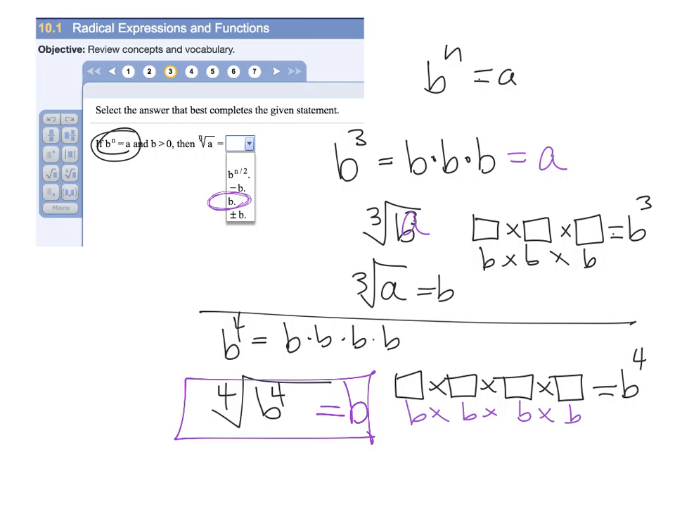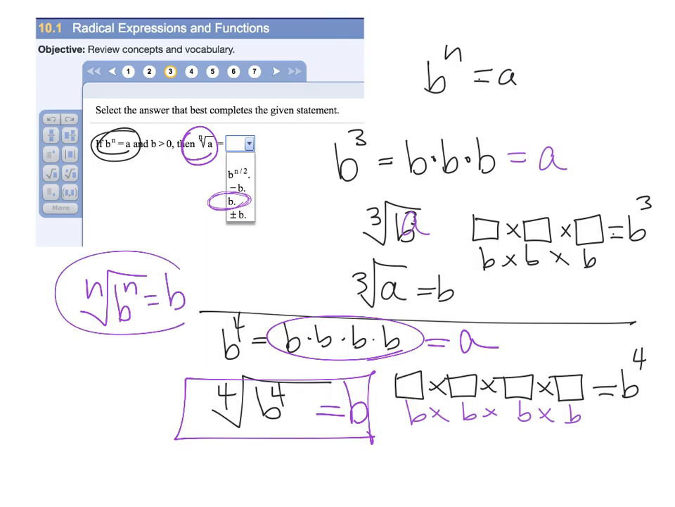And we're just saying, hey, let that b to the fourth power equal a. That's what this thing is. So the nth root of b to the n is b. That's why the answer is B. That's a long, convoluted explanation for something that, in the scope of things, isn't very important in this chapter, so don't sweat this question too much.